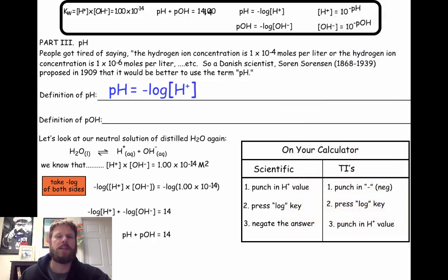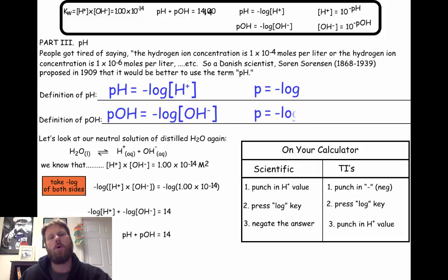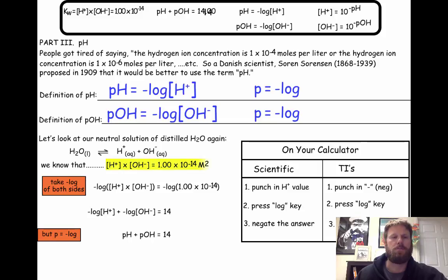pH is simply the negative log of the hydrogen ion concentration. Whenever you see that little P in front of a symbol, that just simply means negative log. So you can also take the pOH. pOH is the negative log of the OH minus concentration. So how does this apply to acids and bases? How can we use this?